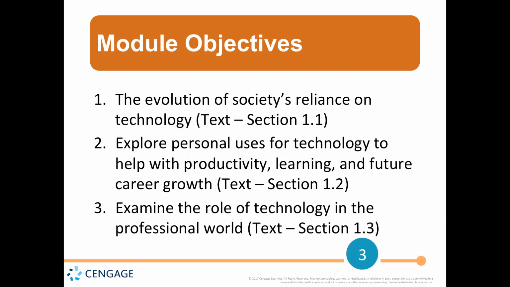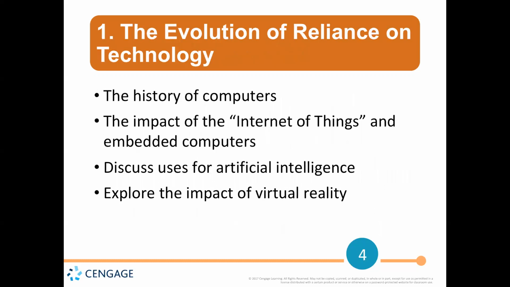Okay. And again, I'll try to highlight some of the things I think are important for you to know and also that are important for the test. So the first one, evolution of reliance. We're going to look at 4 brief topics: the history of computers, impact of Internet of Things, something about artificial intelligence, which we'll talk about in the second topic a little as well, and then a little about virtual reality.